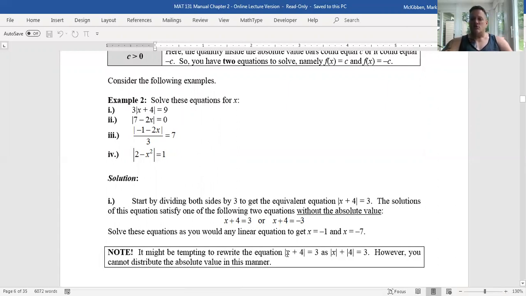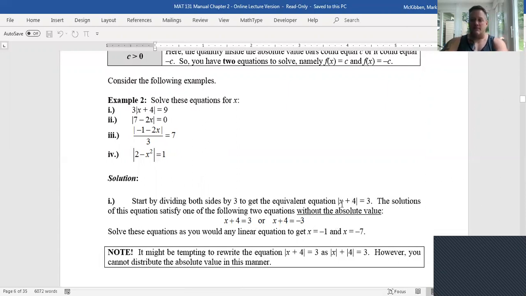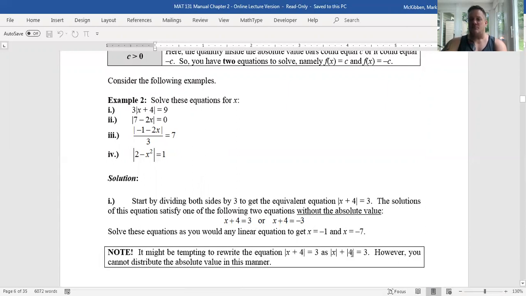Moreover, you can't distribute the absolute value through a sum. So a lot of times people have the temptation of saying that the absolute value of a sum, like x plus 4, is the absolute value of x plus the absolute value of 4. Can't do that, right? If everything is positive, it works, but you're eliminating the possibility that x could be negative, and in that case, this equality would fail miserably. So just be careful. You cannot distribute an absolute value through a sum or difference.